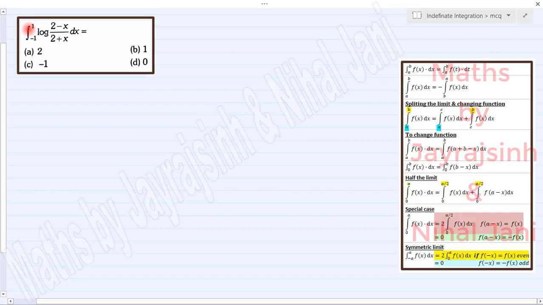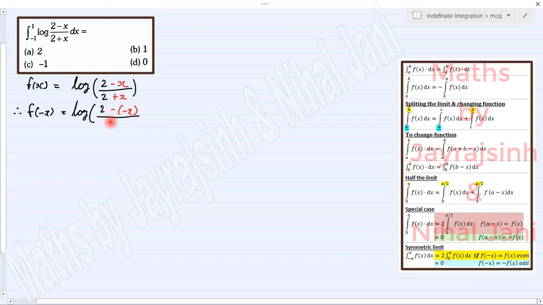We have the integration of log of 2 minus x upon 2 plus x. Here your limit is from -1 to 1. So we have a symmetric limit. So we can say your f of x is simply log of 2 minus x upon 2 plus x. Now let's try to get f of minus x. That means we have to replace x by minus x. So here we'll get 2 minus of minus x upon 2 plus of minus x.